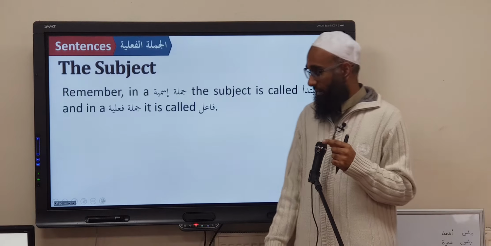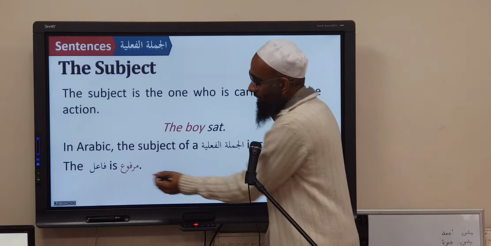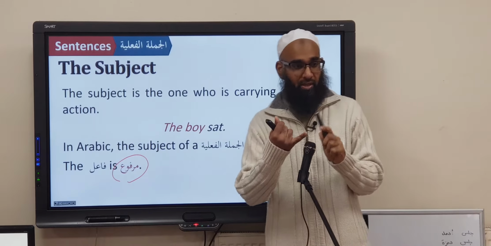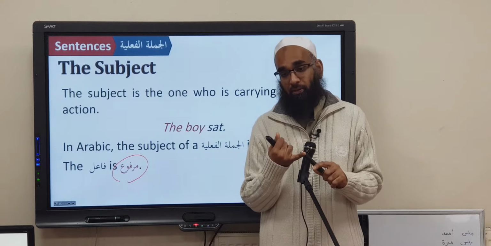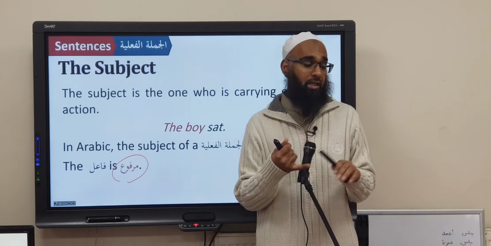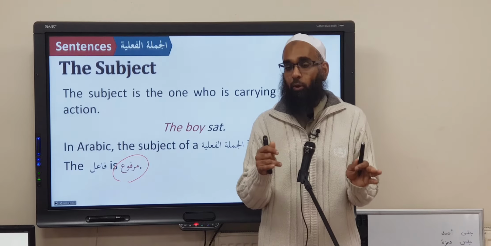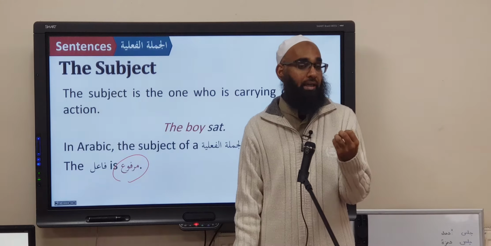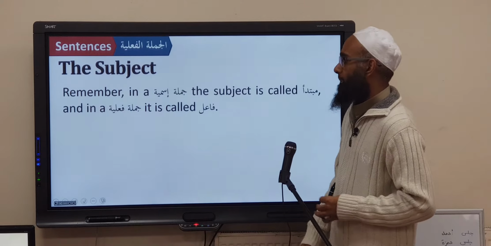Right. And one more thing here. The fa'il is always going to be marfu'. In terms of number and gender, no limitations. And in terms of i'rab, it must be what? Marfu'. And in terms of ma'rifah and nakira, there's no limitations as well. So the fa'il can be anything it wants to be in terms of its characteristics, the only thing that has to be is marfu'.